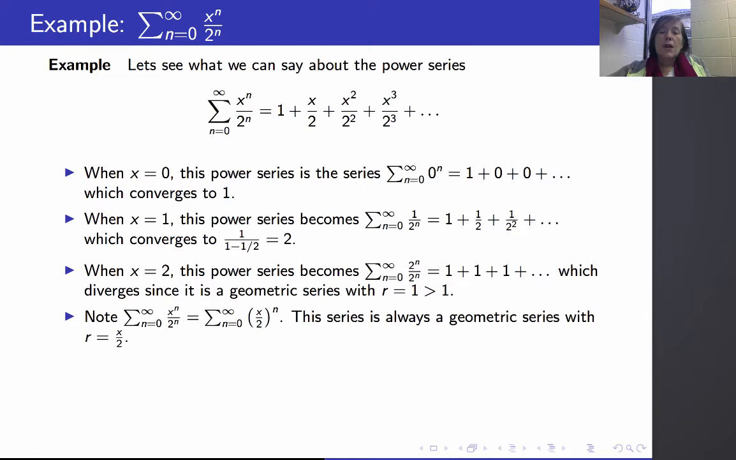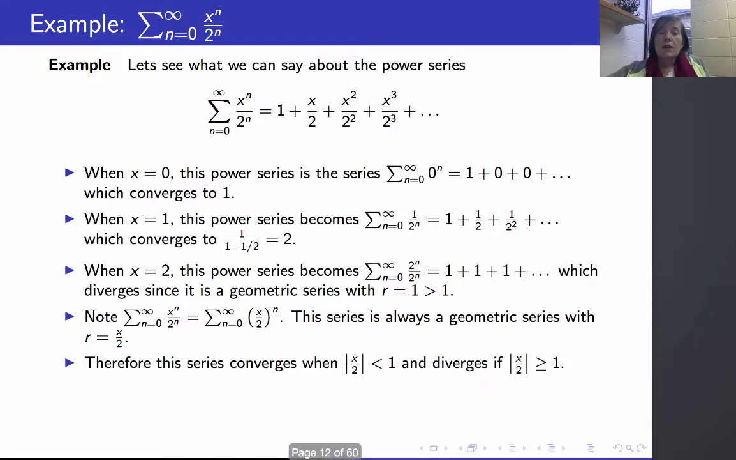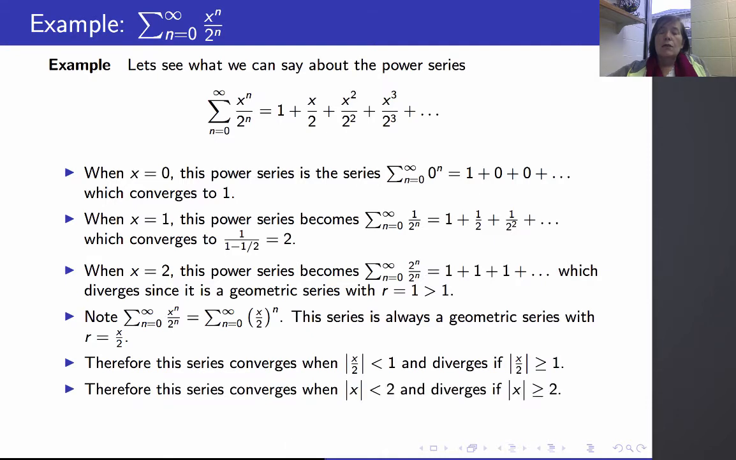So what can we say? Well, this series is always a geometric series, no matter what the value of x is. And it's going to converge when the absolute value of r is less than 1. And r in this case is x over 2. So this series will converge when the absolute value of x over 2 is less than 1, and it diverges if the absolute value of x over 2 is greater than or equal to 1.